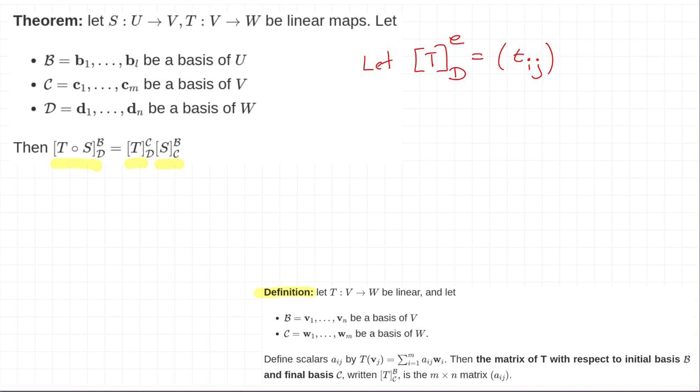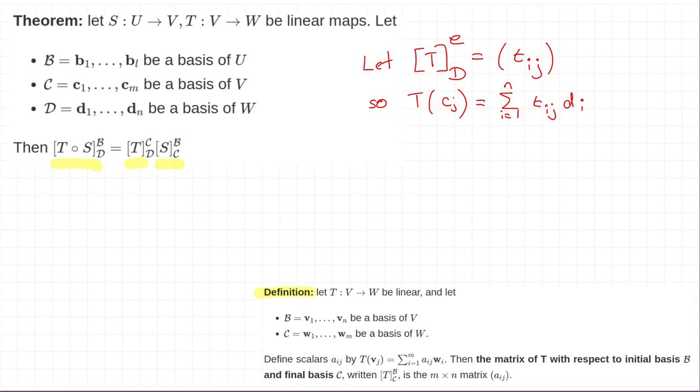And you'll recall, or you can just look at the definition at the bottom of the screen if you want, that what that means is that if you take T and you evaluate it at any one of the basis vectors Cj coming from the basis C of V, then that is equal to the sum from i equals 1 to n of t ij times di.